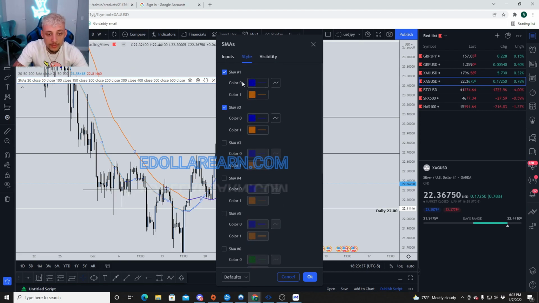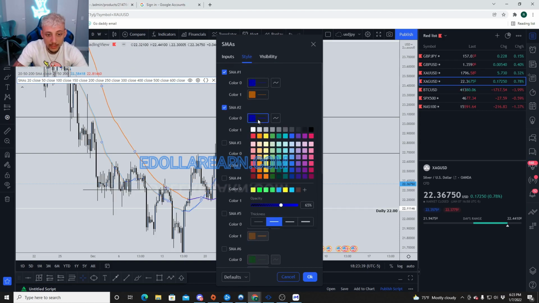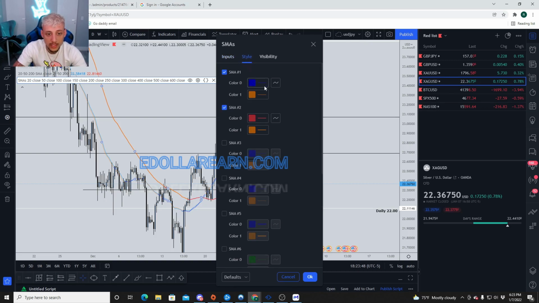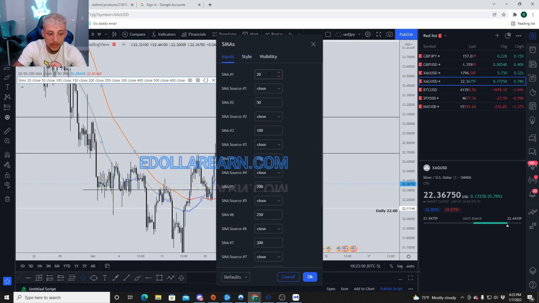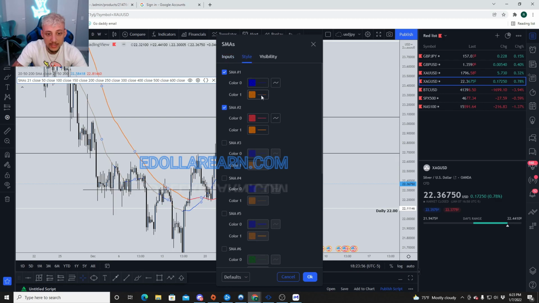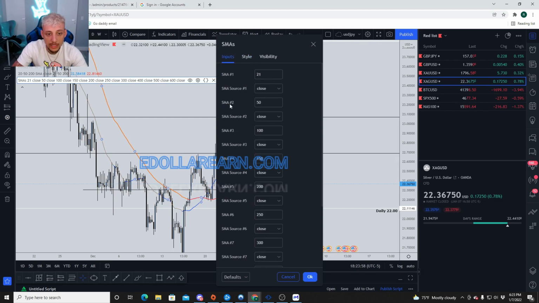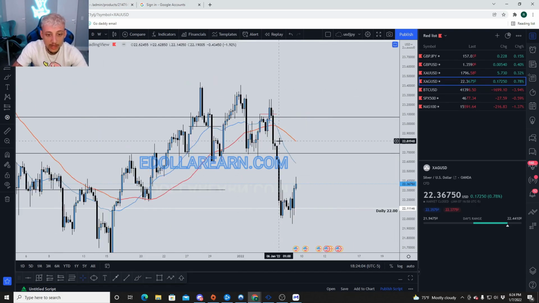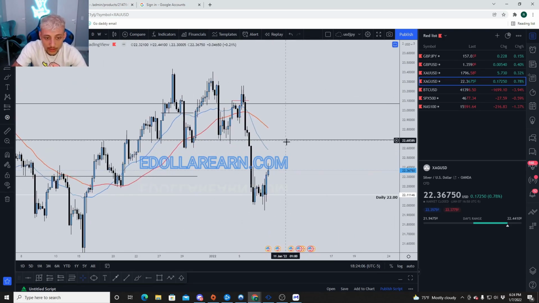Now, what you're going to do is make one of the moving averages blue, and the other moving average red. Then you're going to go to inputs. SMA 1 is going to be blue, so we're going to make this a 21 moving average, and we're going to make this close. SMA 2 is going to be red. This is going to be a 50 moving average, and you're going to press close. And as you guys can see, we have our moving averages here on the chart.